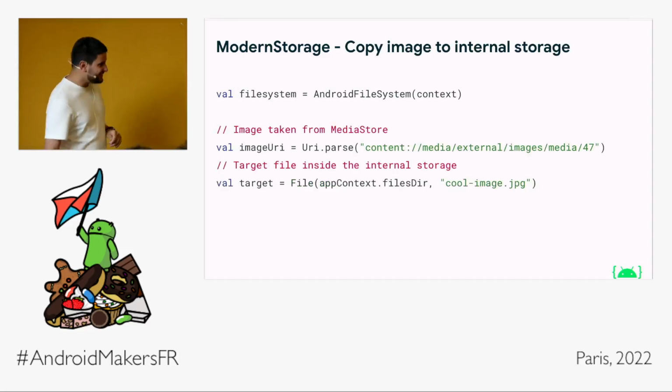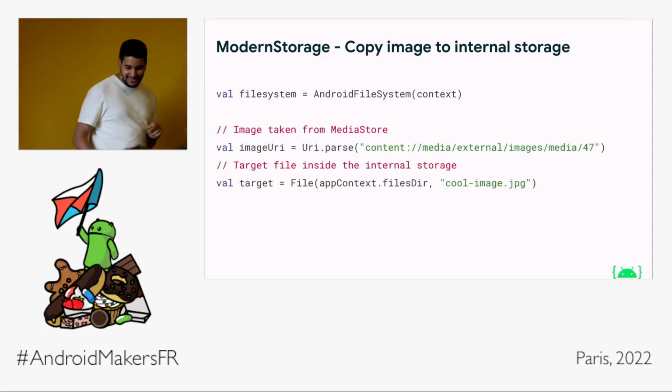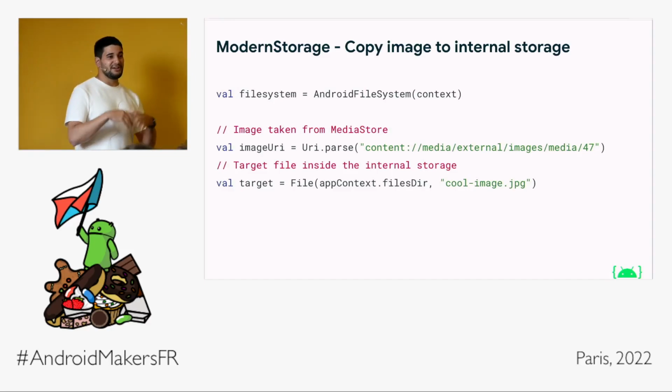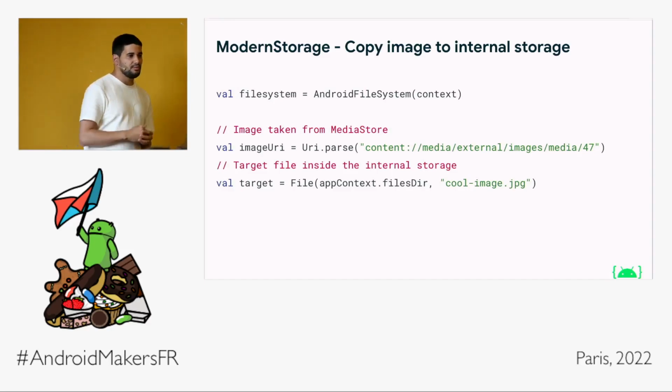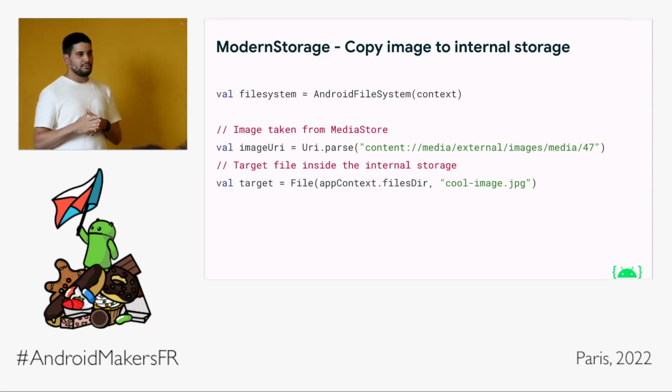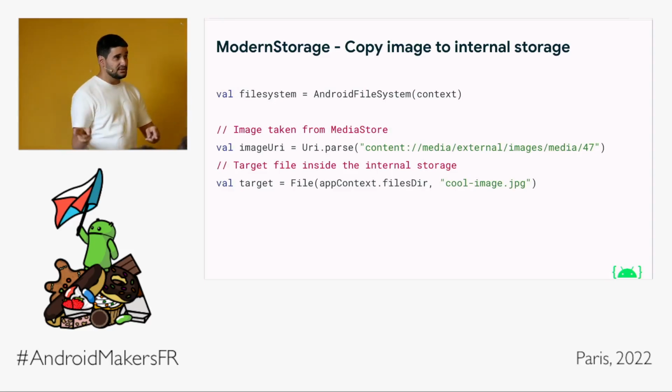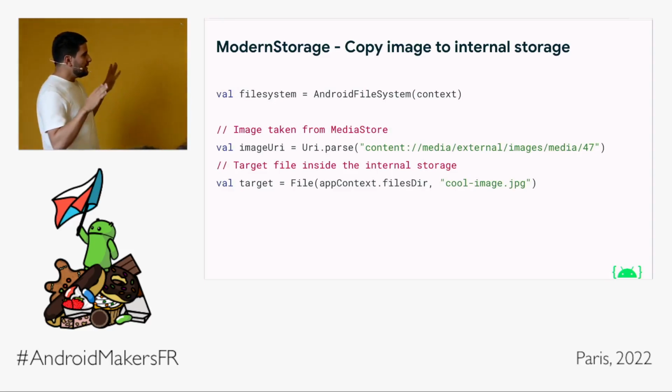And finally, last thing, and after that I stop, Marion, I swear. If you want to copy an image, let's say you have an image in MediaStore and you want to copy that to your internal storage to do some interaction with it. Normally you have to open an input stream, close it, open the output stream, close it, etc. Here, the whole goal is to make it as simple as possible for you.